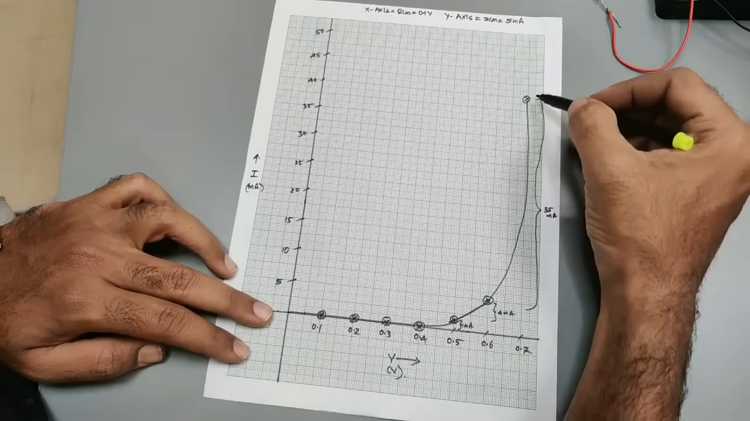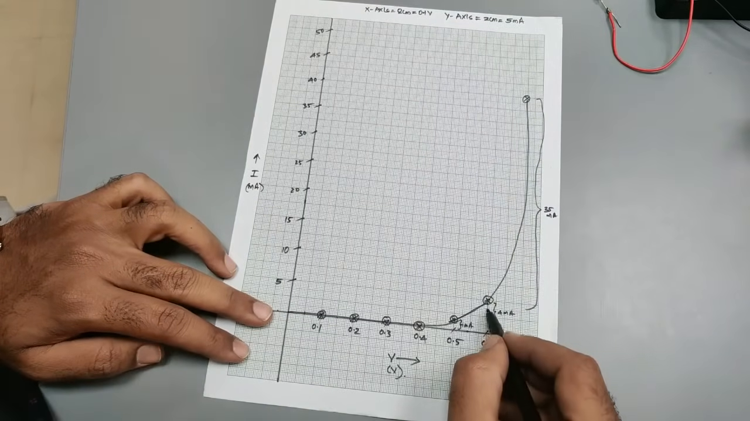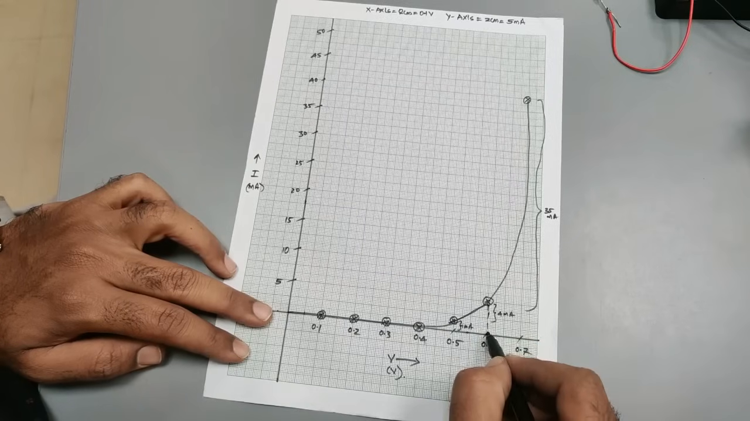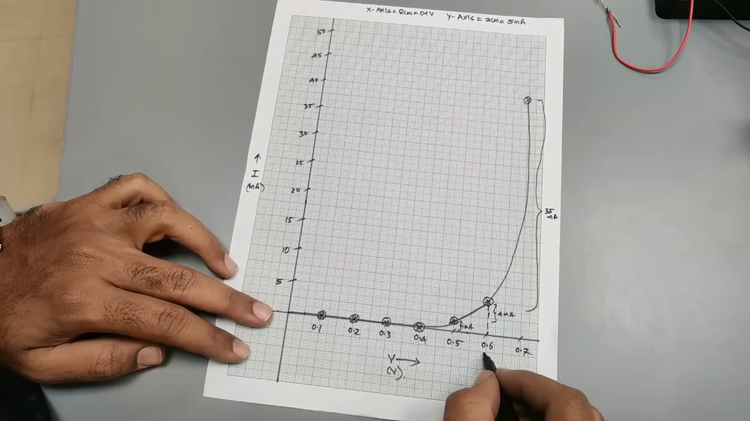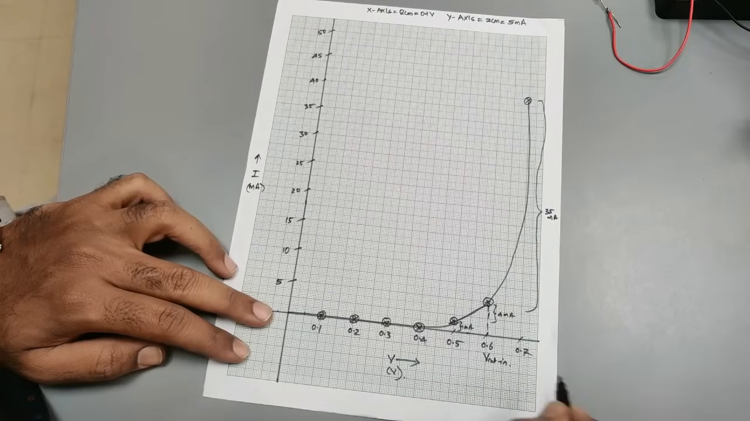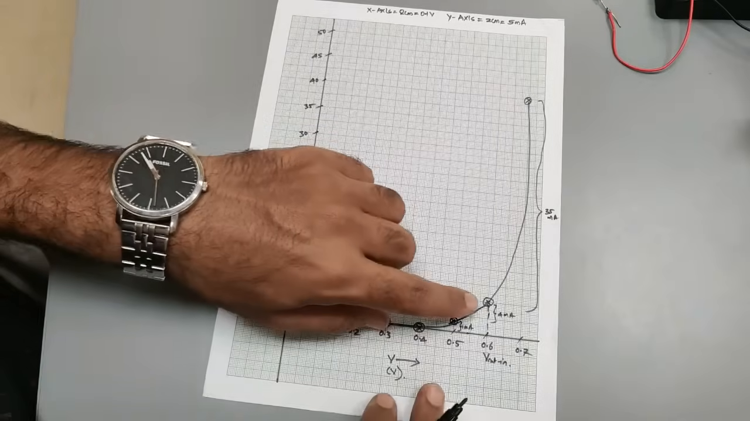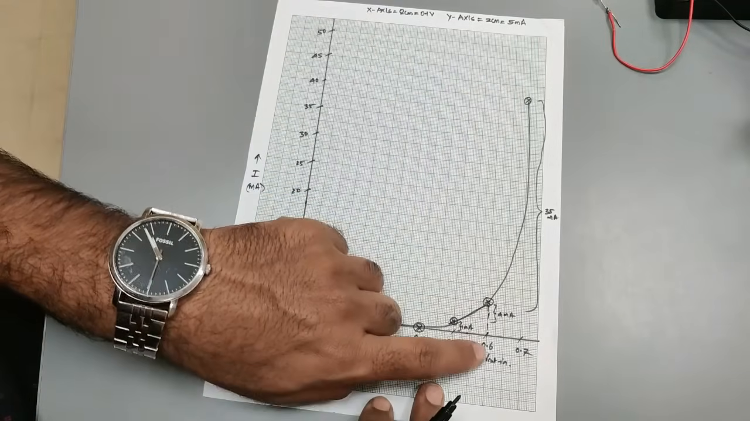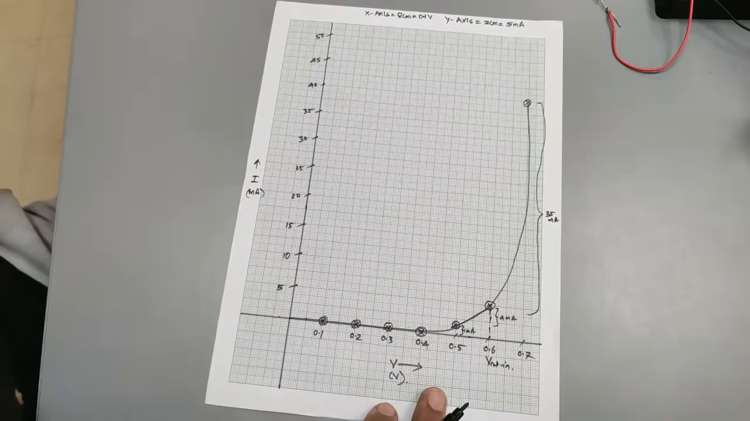So this is called exponential rise. From where has the exponential rise started? It has started from 0.6 volts. So this is called threshold voltage or cut-in voltage. We call this threshold or cut-in voltage, correct? Okay, so from here the rise has begun. So this is the cut-in voltage. So cut-in voltage is 0.6 volt.